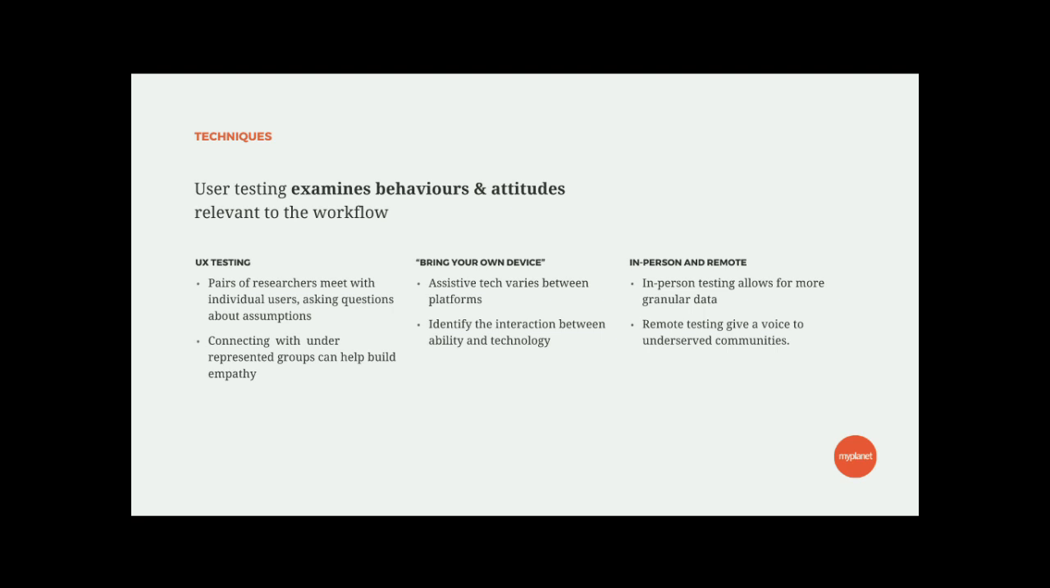The other thing that we do with accessibility user experience design specifically is ask people to bring their own devices. What that means is they use their own tool sets, both assistive tech and any kind of hardware, to engage with our product and our design. It allows us to see the exact point at which that user's ability and the technological tools that they use come into play.